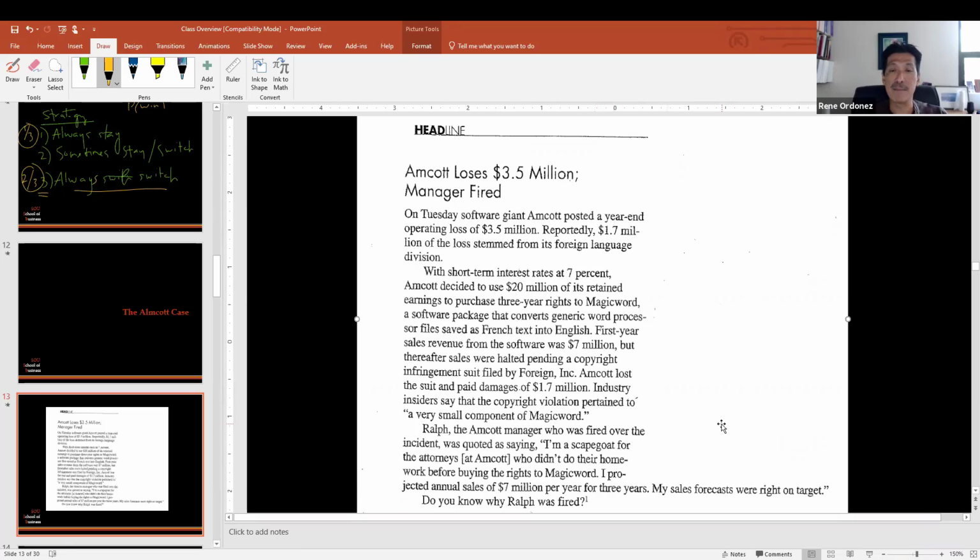Ralph, the Almcott manager who was fired over the incident, was quoted as saying, "I'm a scapegoat for the attorneys who did not do their homework before buying the rights to Magic Word. I projected annual sales of 7 million per year for 3 years." And he says, "My sales forecasts were right on target." Okay, so the question is, do you know why Ralph was fired? Or should he have been fired? And why? Or why not?